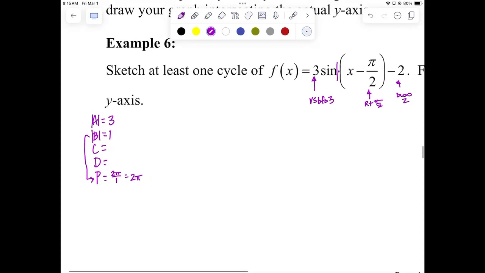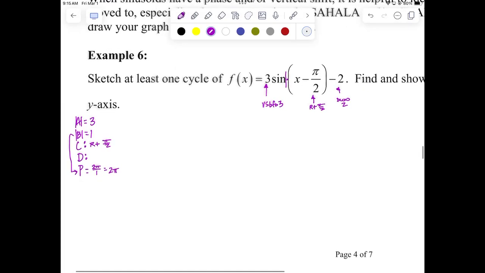Now for the C, instead of equal signs, I said yesterday I like to put colons because I like to give myself directions. Instead of saying C equals pi halves, I'm just going to say right pi halves. And for D, I'm just going to put the sinusoidal axis at y equals -2. That's what I always do for the D value. I just list the sinusoidal axis. It is down 2, but that's what the sinusoidal axis is. Okay, so here we go.